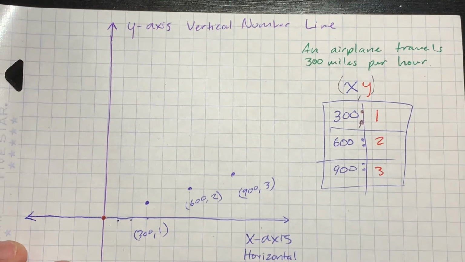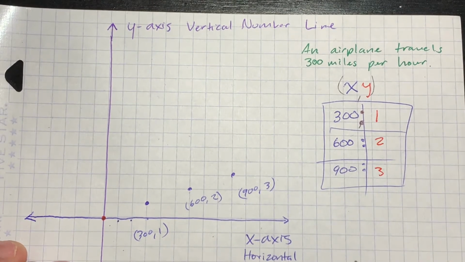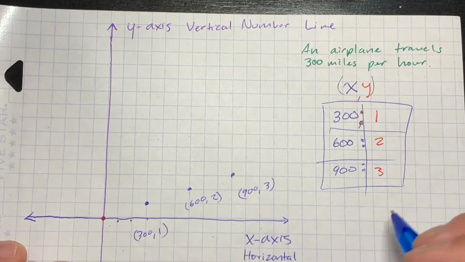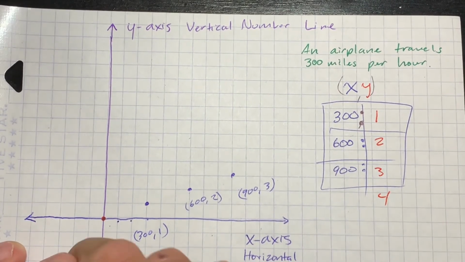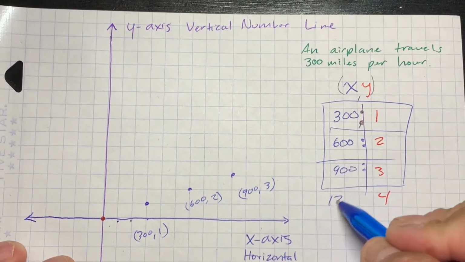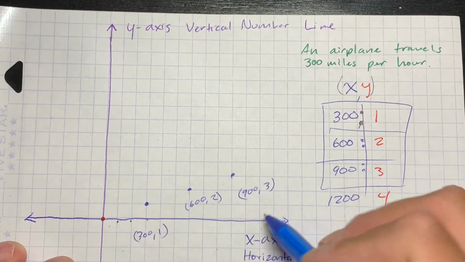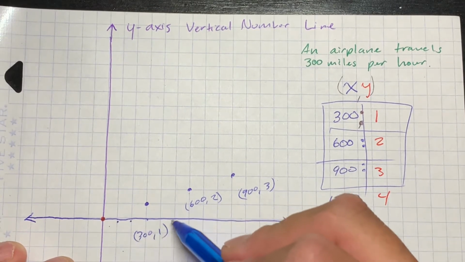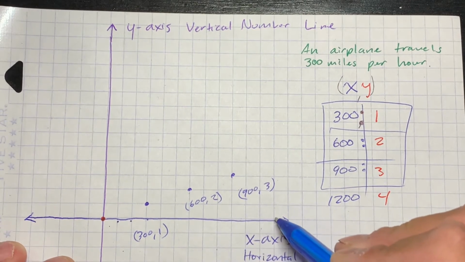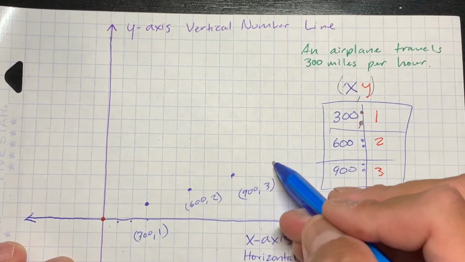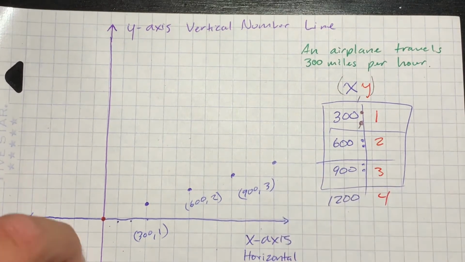Just for fun, in 4 hours, how far will we go? So in 4 hours, 3, 6, 9, 1,200 miles. So again, 1, 2, 3, 4, 5, 6, 7, 8, 9, 10, 11, 12, and go up 4. 1, 2, 3, 4. Okay, and we plot there.